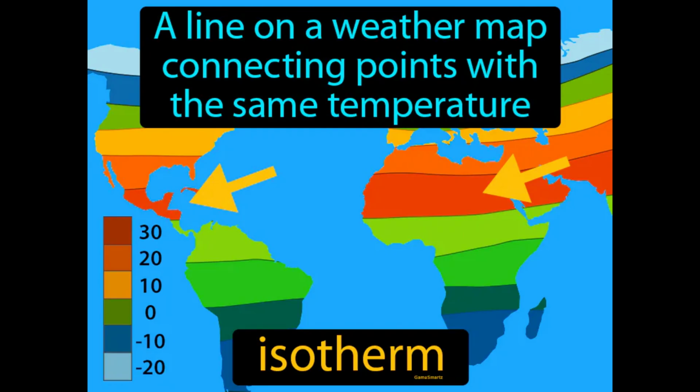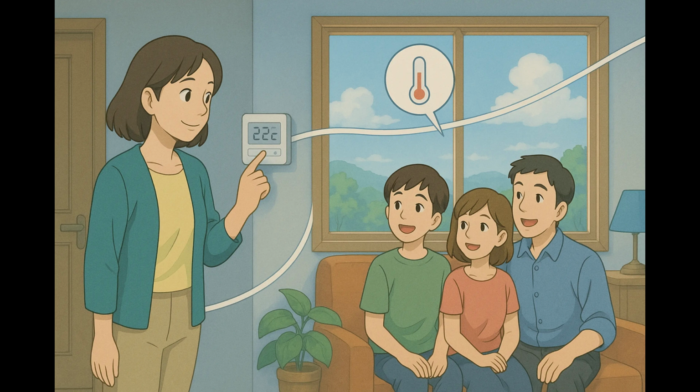A line on a weather map connecting points with the same temperature. Isotherm. In science, an isotherm is a line on a map that shows areas having the same temperature at a given time. Imagine trying to adjust the thermostat so that every room in your house feels equally comfortable. This is similar to how an isotherm works, as it connects all the locations that share the same temperature on a weather map, much like ensuring every room is at the same desired warmth.